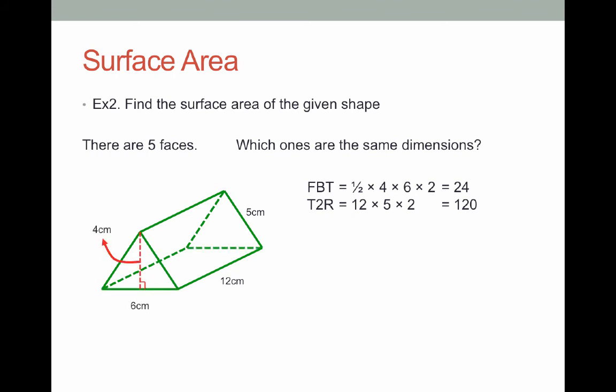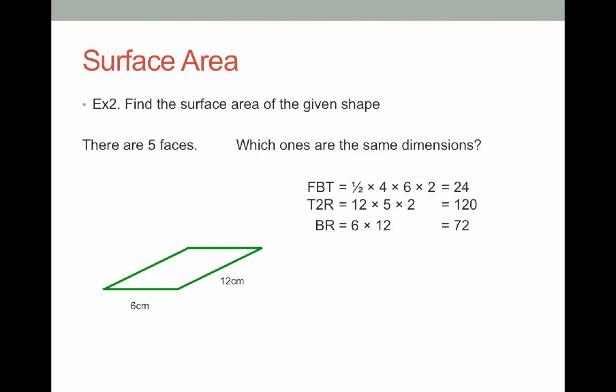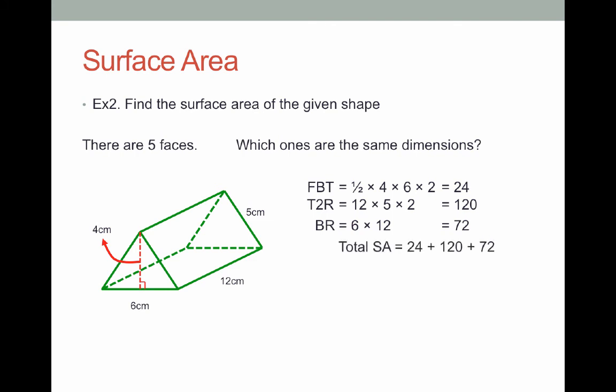Finally, I need to find the area of the bottom rectangle on this shape. So I'm going to call it BR for bottom rectangle. The dimensions of that bottom rectangle are 6 by 12. Now don't get into the habit of just timesing everything by 2. There's only one bottom rectangle, so the area of that bottom rectangle is just going to be 72 centimeter squares. Now what I have to do is add up the areas of my faces, and that'll give me the total. So my total surface area will be 24 plus 120 plus 72, which is 216 centimeter squares.